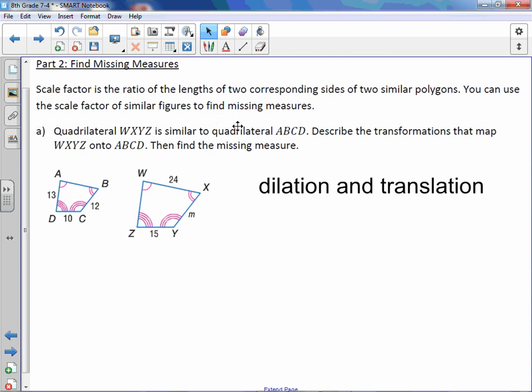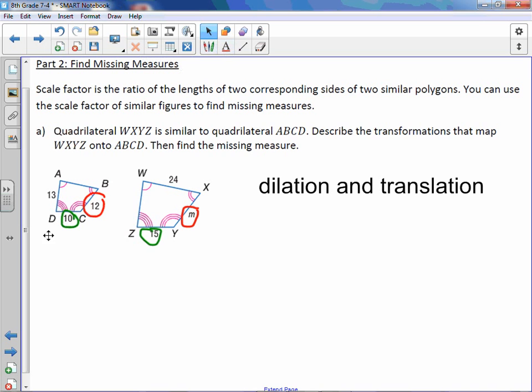Now, we have some numbers on our sides again here. We're going to compare them and see if the sides are in proportion. So I'm going to use these two sides, which are corresponding, and these two sides, which are corresponding.